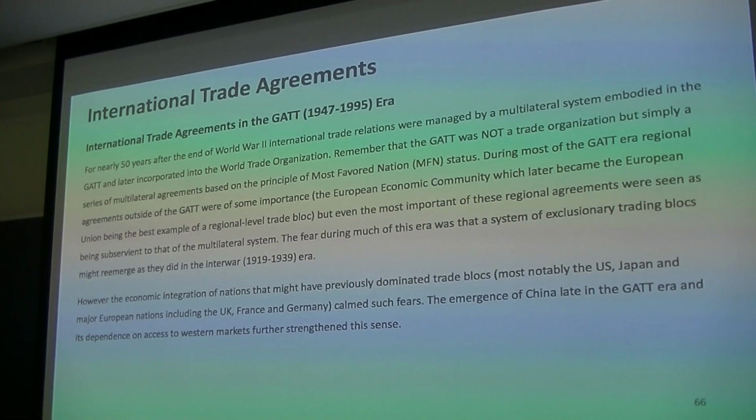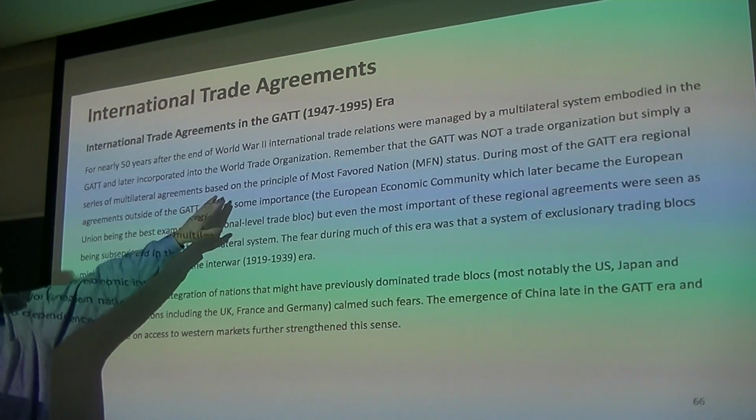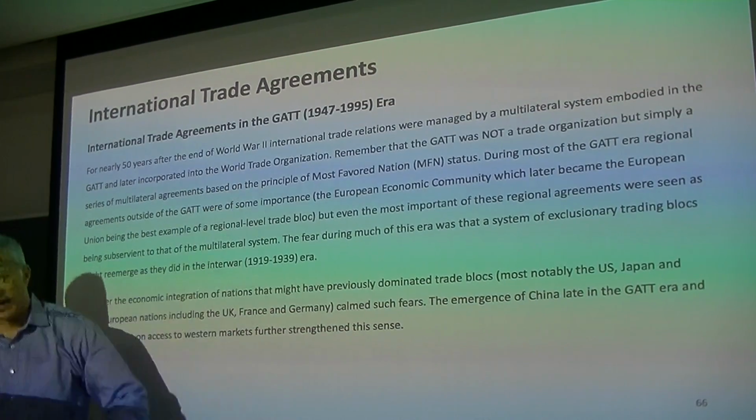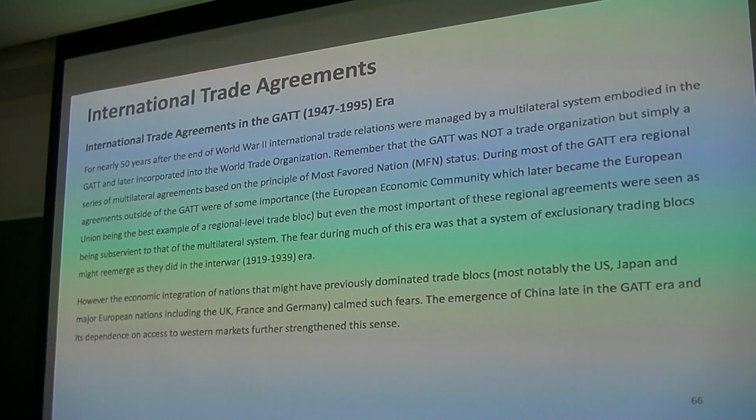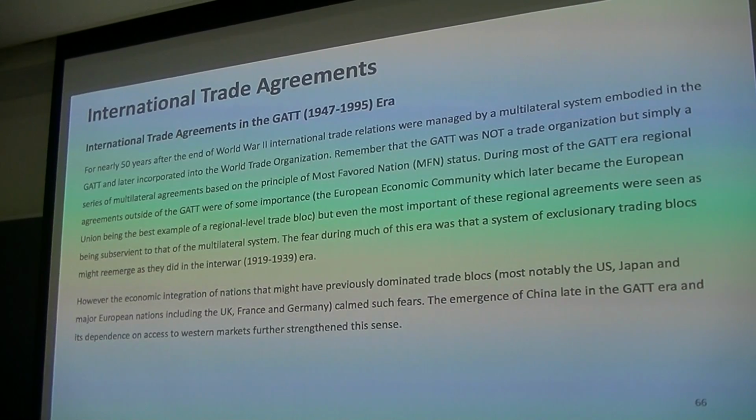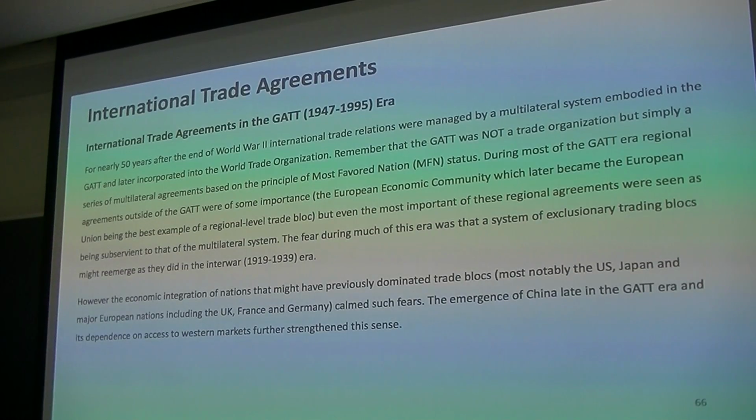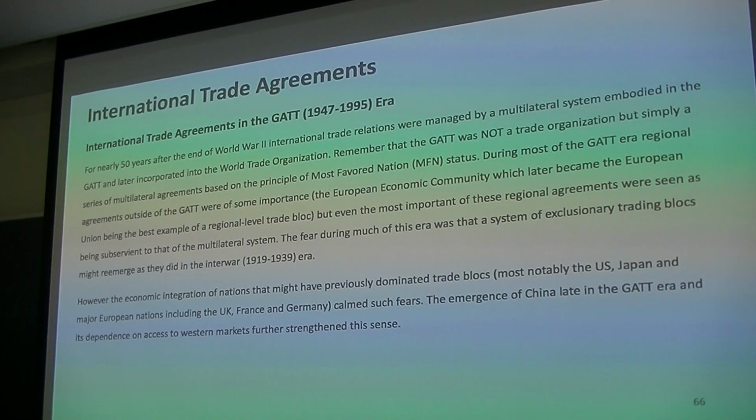So now we just want to take a big picture of the GATT era. The GATT era was basically an era of multilateral system. So you had a multilateral system even though you didn't have, at the time, a World Trade Organization. This is very interesting. It was an era that had a multilateral system without a multilateral organization in trade.